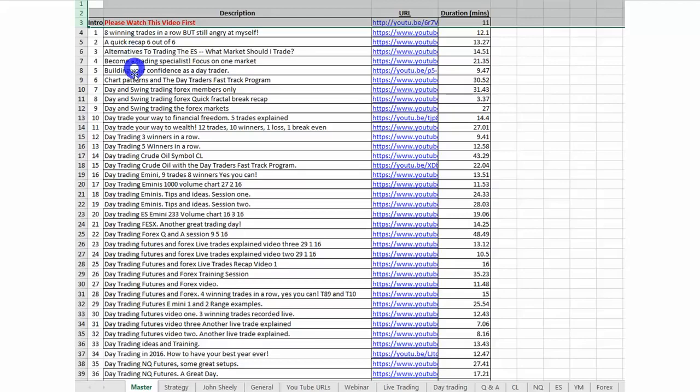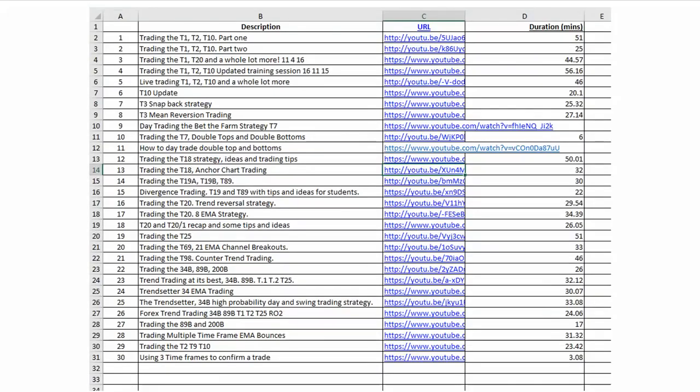Now one thing a lot of members don't realize, down the bottom of the spreadsheet, at the bottom you've got master, strategy, John Shealy, general, webinars, live trading videos, day trading, Q&A, CL and QES, YM, Forex. There's not so much there of stocks, but remember traders, it doesn't matter what market or what time frame you trade, each one of the setups is applicable. Remember, all of the markets, if you were to remove off every chart what market it was or what time frame, they'd be very hard to tell what market it is.